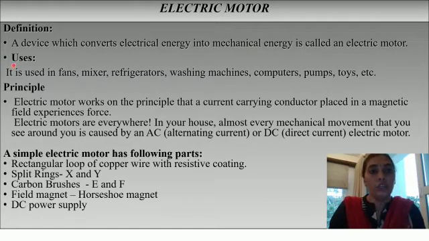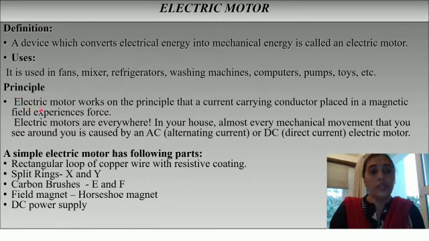Where is an electric motor used? It is used in fans, mixers, refrigerators, washing machines, computers, pumps, toys, etc. So there are a number of devices, electrical gadgets that we make use of in our home, which have an electric motor inside them.